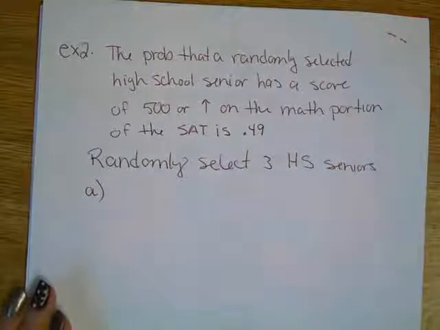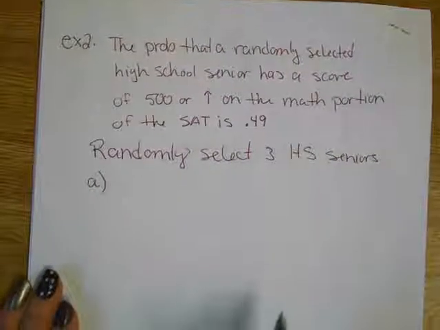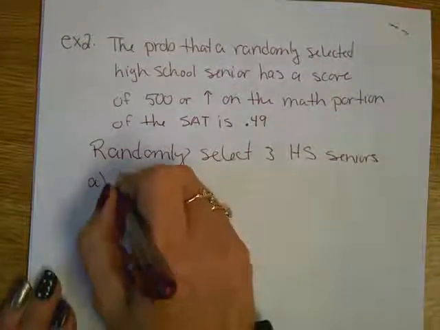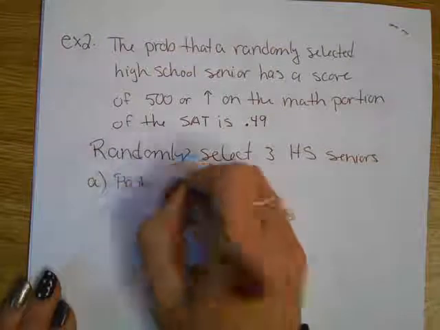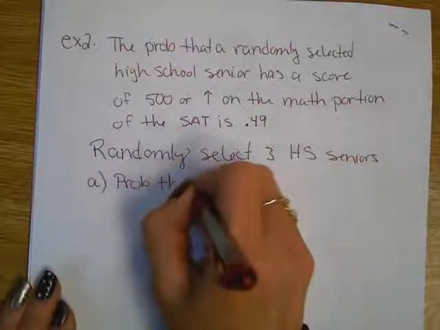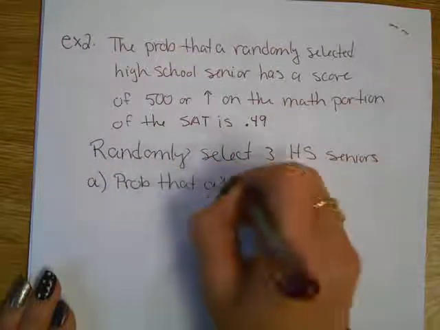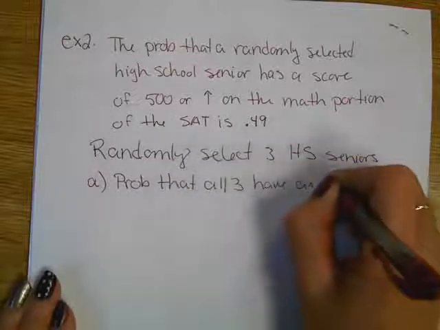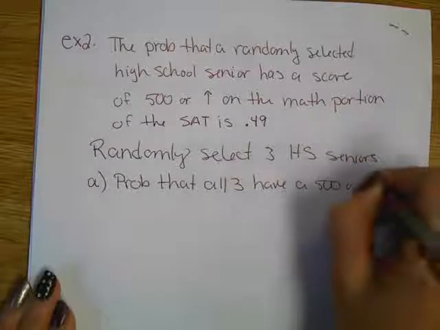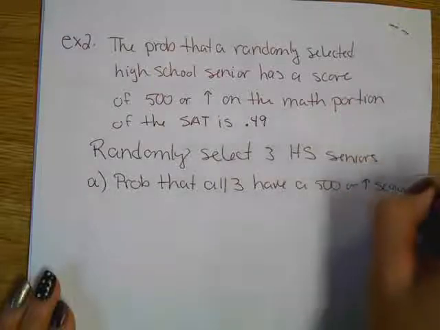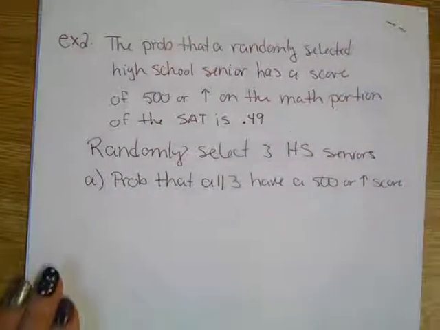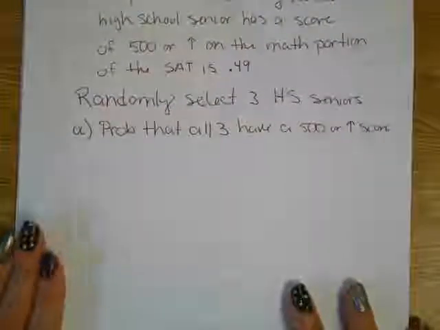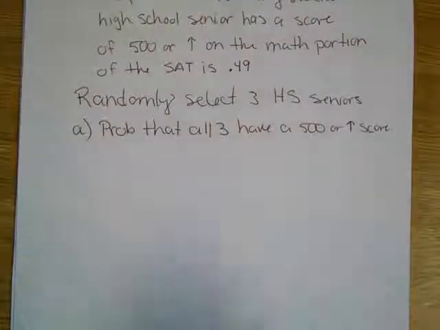And we're going to find some probabilities. First probability question: can you find the probability that all 3 have a 500 or higher score? Okay, so you have to be able to convert this into either an AND situation or an OR situation.